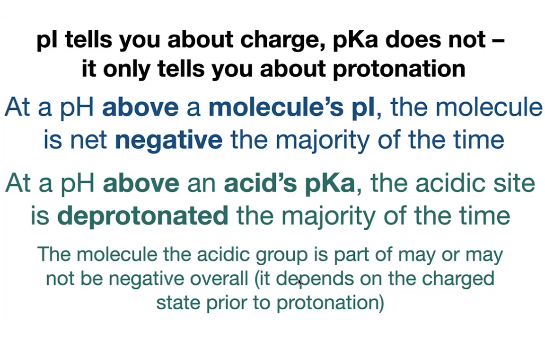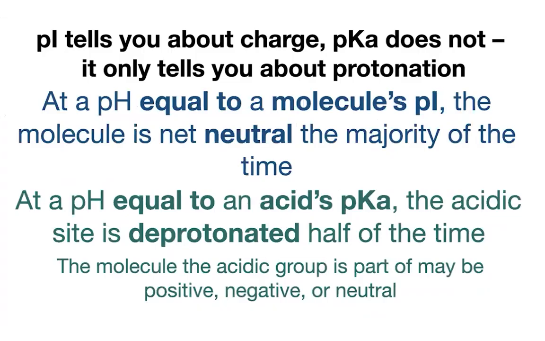Looking at the site does not tell us about the actual charge. The molecule is going to, yes, be at a decreased charge than it was before, but we don't know anything about the charge of the molecule in its previous state. The pI refers distinctly to the charge, not to any one site. When you're at a pH that's at the pI, your molecule is going to be net neutral most of the time. And if you are at an acid's pKa, the acidic site is going to be protonated half the time and deprotonated half the time. This does not tell you anything about the charge of the overall molecule.